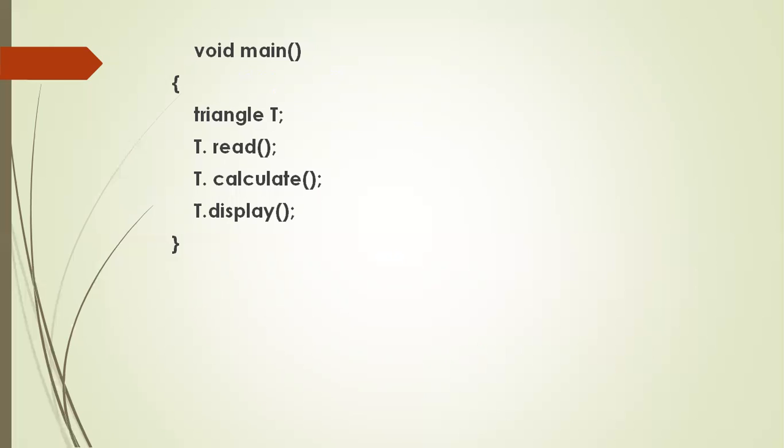So here also I am calling all three member functions, read, calculate, and display, with the object. In this example, there is only one object called T, so I am calling those three with only one object. But if you have one more object, like triangle T1, T2, then you can write T1 dot read, T1 dot calculate, T1 dot display, again followed by T2 dot read, T2 dot calculate, and T2 dot display. So you can call the member functions with any object you like.